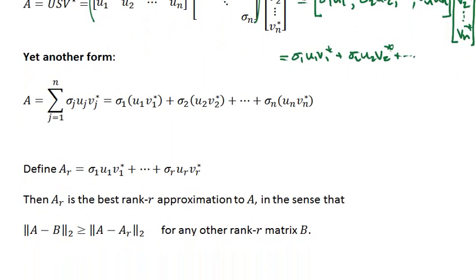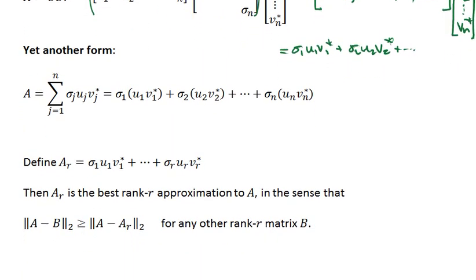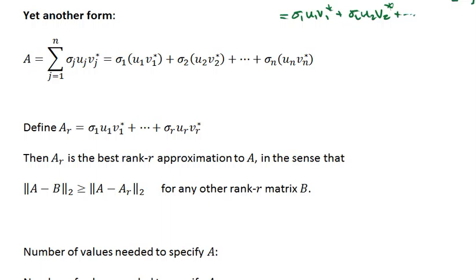So this is yet another way of writing a matrix using the singular value decomposition. So it's a sum. We call it a sum over rank 1 matrices. These are outer products. An outer product of two vectors has rank 1.